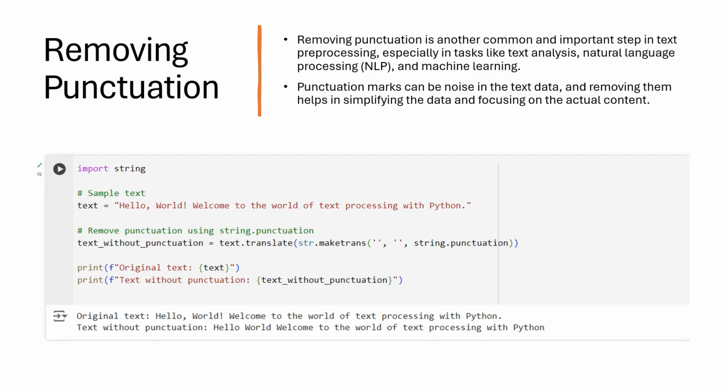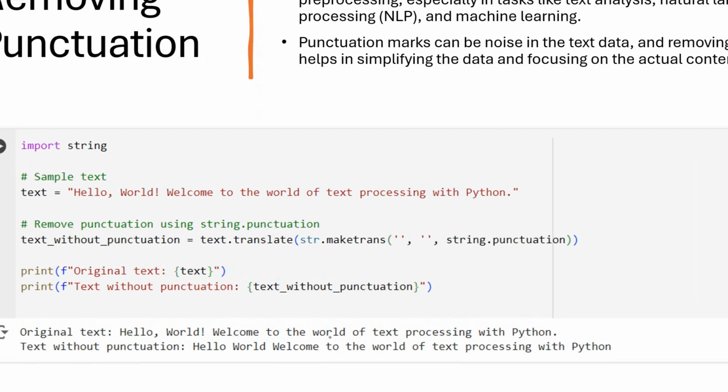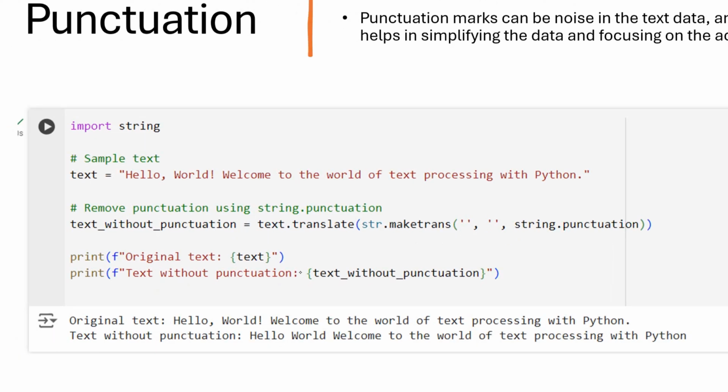Now we have to remove the punctuation. Yes, it's another common and very important step when you go ahead with text preprocessing. When you go ahead with tasks like text analysis or NLP, machine learning tasks, you need to remove the punctuation and we are going to do that right now. I have taken the sample text here: hello, comma, world, exclamation, welcome to the world of text preprocessing with Python, dot, and I closed it.